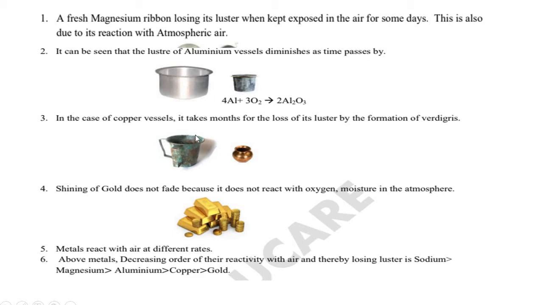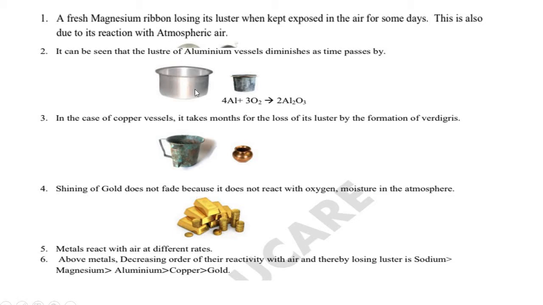In the case of copper vessels, it takes months for the loss of its luster. See, copper does not lose its luster that easily. It will take months. But it loses its luster by the formation of verdigris. Verdigris. In Malayalam, you call it klav. Okay, verdigris. So now, shining gold does not fade because it does not react with oxygen and moisture in the atmosphere.